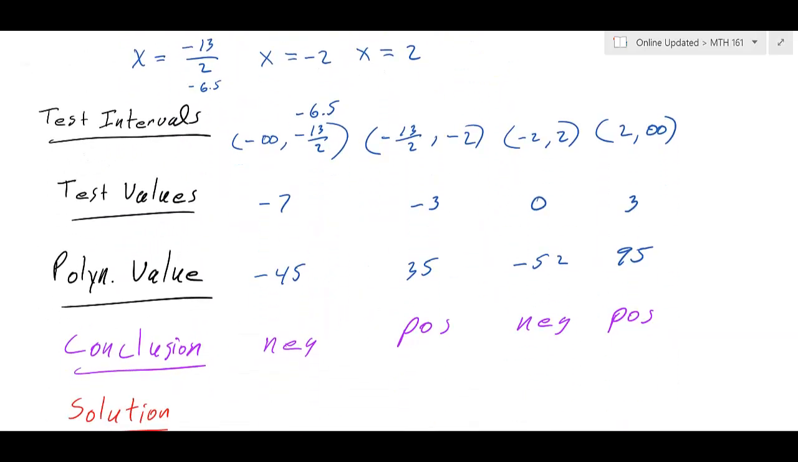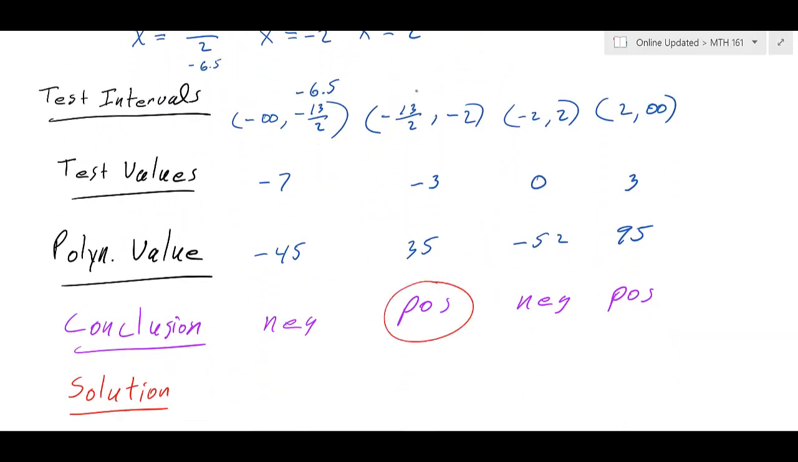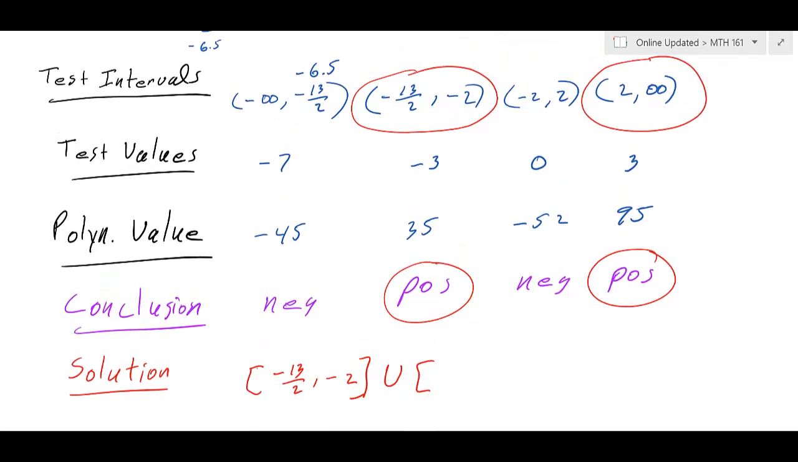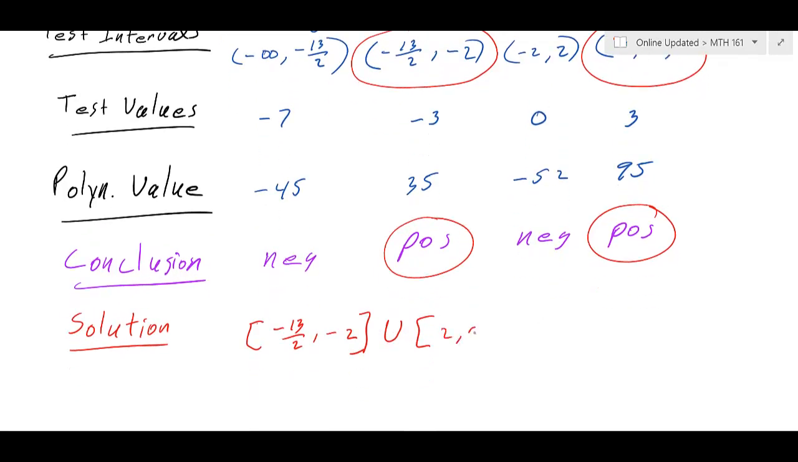we're looking for positives. So that means we're looking here, which would be this interval, and here, which would be this interval. So therefore, the solution would be bracket, because it's equal to, -13/2 to -2, close the bracket, and we're going to union that, or with 2 to infinity. Now, you'll notice, just as a reminder, I put parentheses on infinity because we actually never get to infinity. So anytime you have a negative infinity or positive infinity, you're simply going to use parentheses. So this would be the solution for this particular inequality.